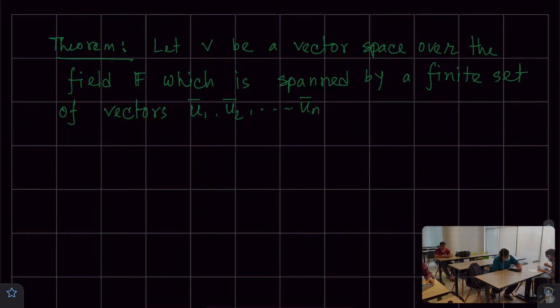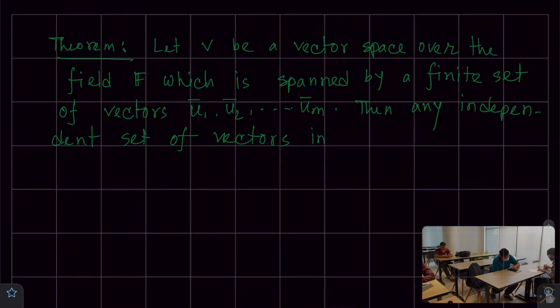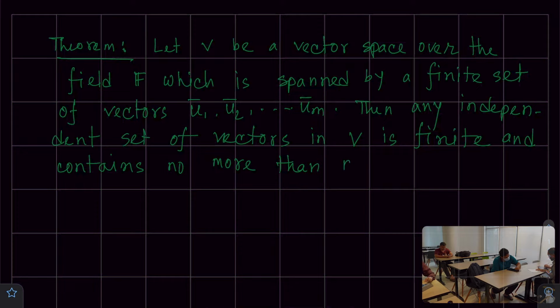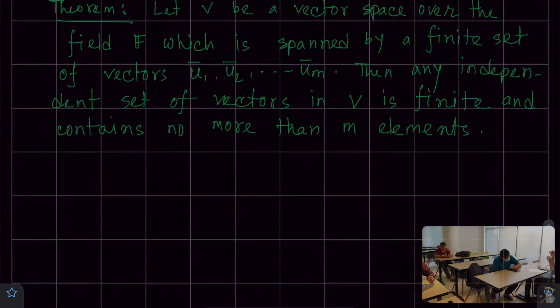Then any independent set of vectors in V is finite and contains no more than m elements. So this was the theorem that I proved in the last class.